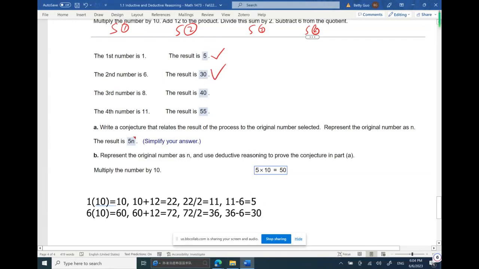And the third number we are given is 8. We do the same thing. Apply the procedure, the 4 steps. First step is to multiply the number 8 by 10. We have 80.